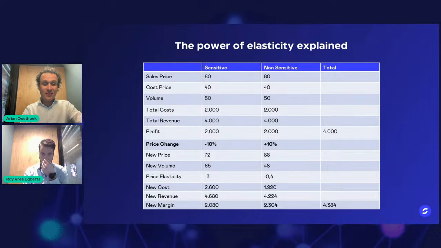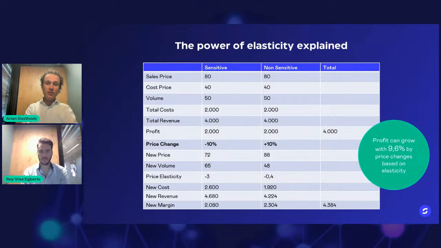The new margin is then, of course, the new revenue minus the new cost, which is 2,080 euro. So it's new revenue minus new cost. And also for the non-sensitive item, it's 2,304. This is, of course, new revenue minus the new cost, which gives us the total new margin of almost 4,400 euros per month, which is an increase of 9.6% in total when you are applying price elasticity and optimizing based upon these elasticity scores.